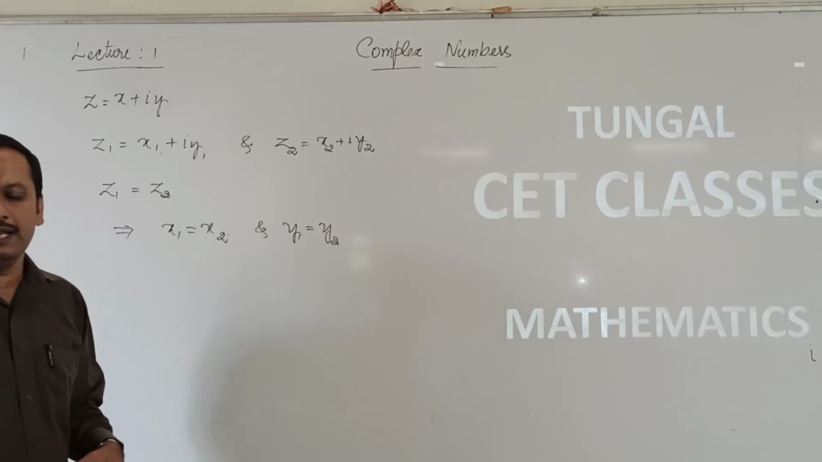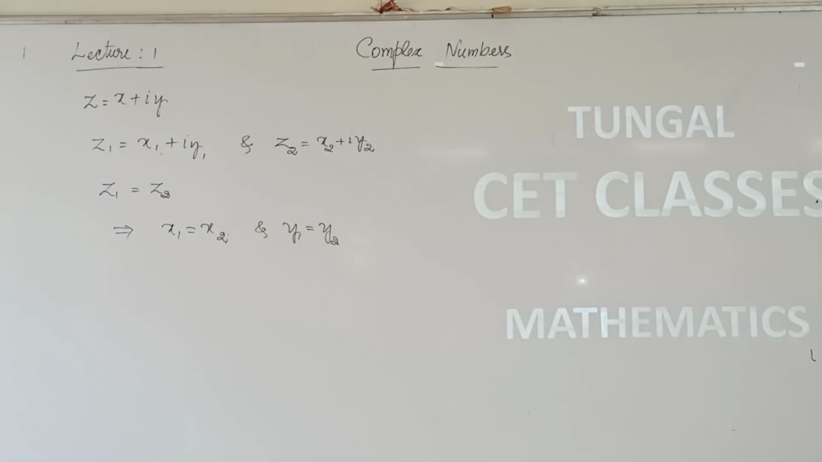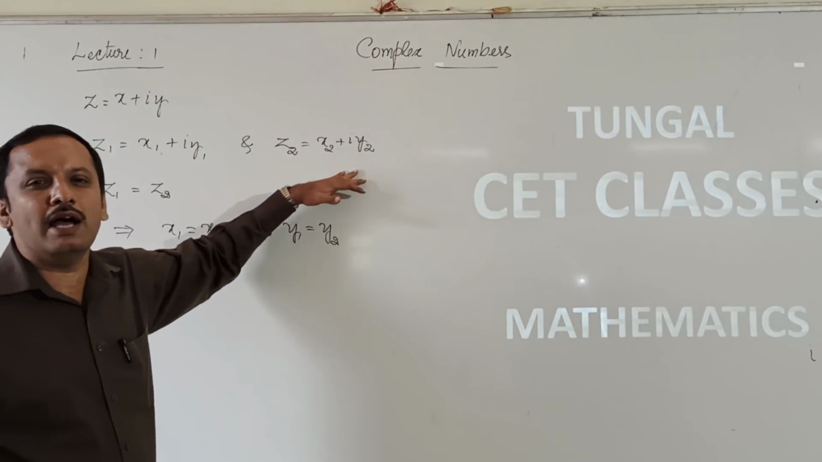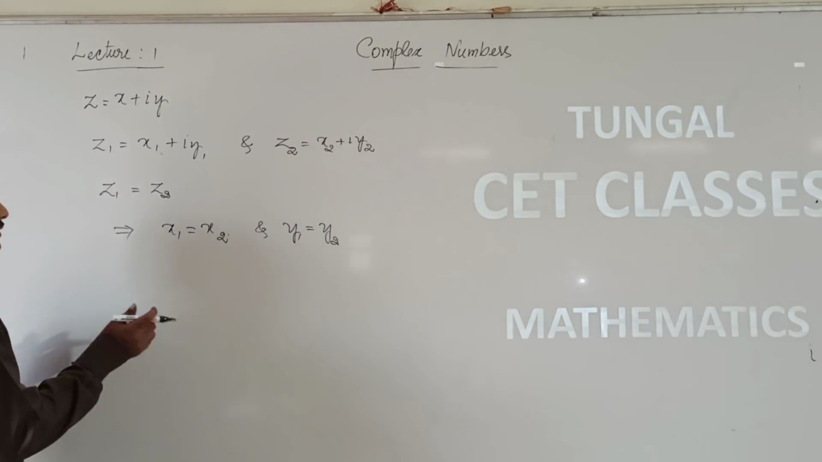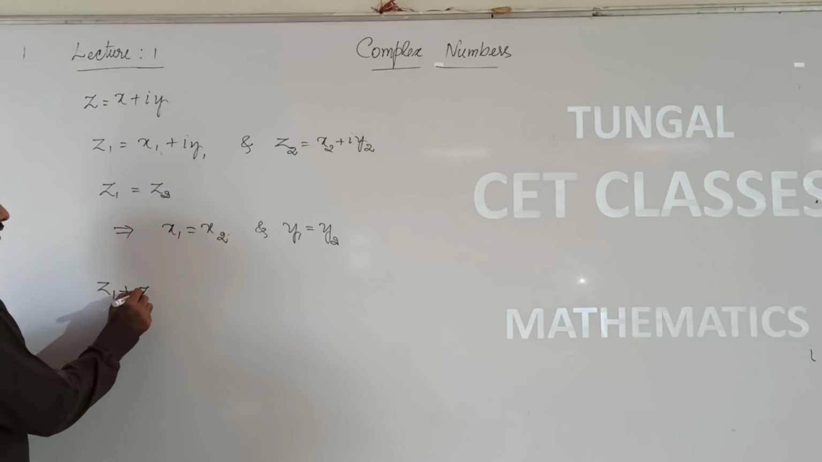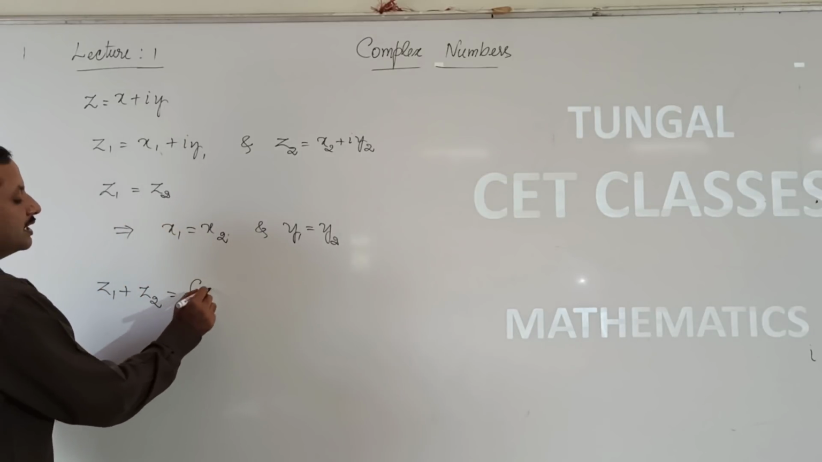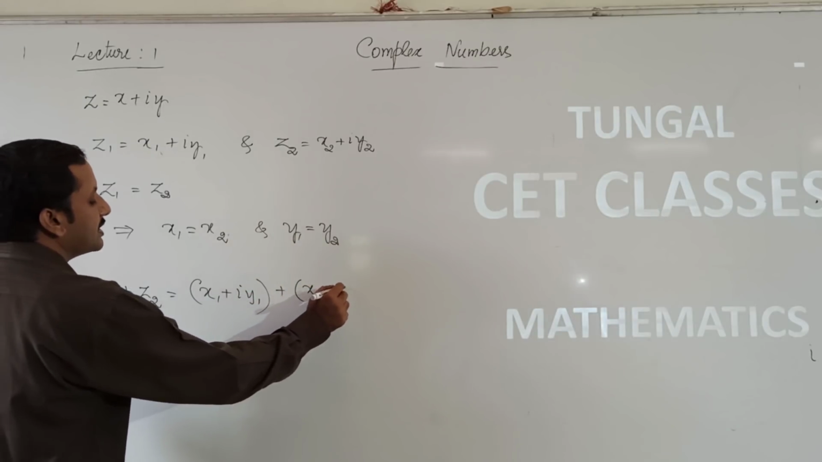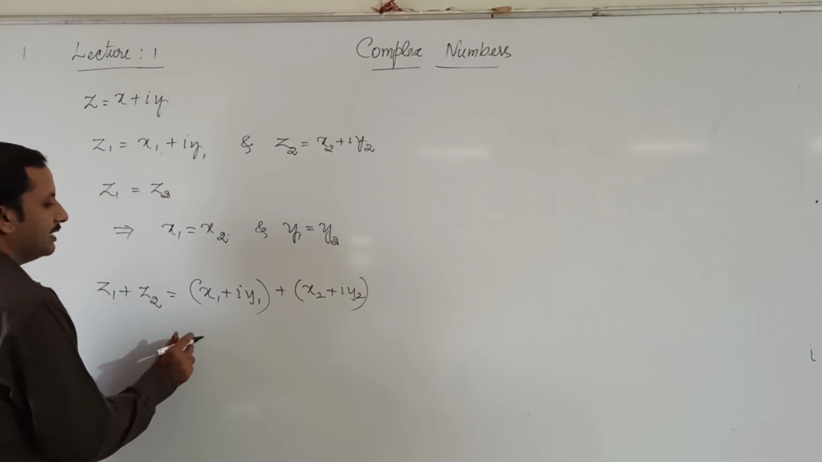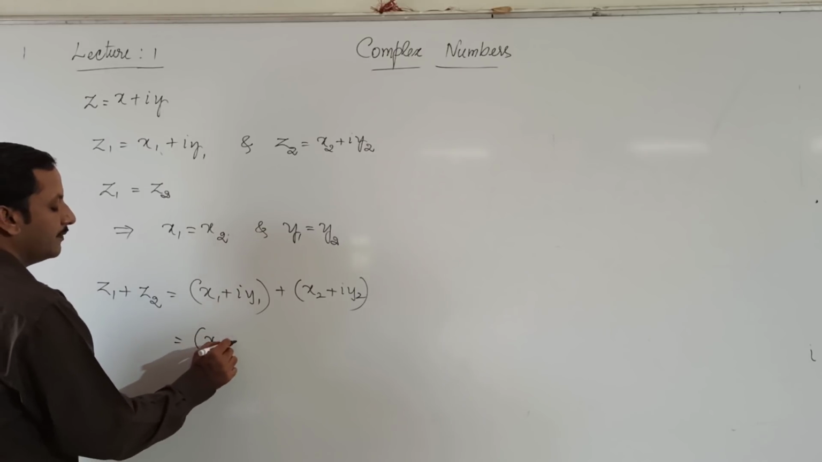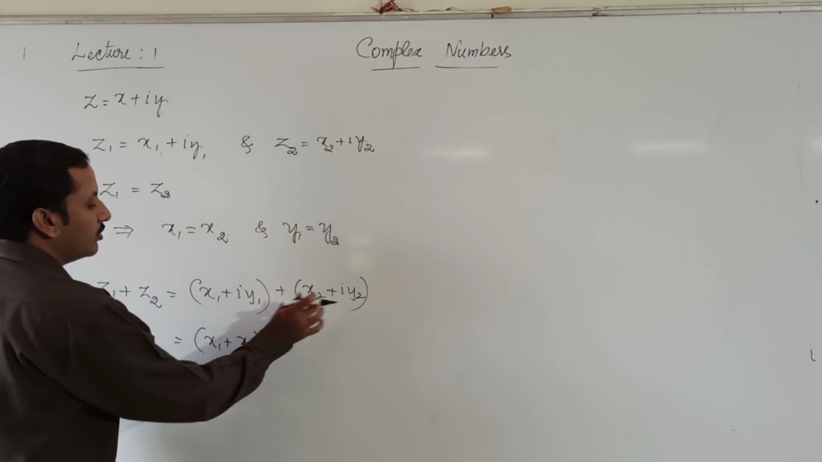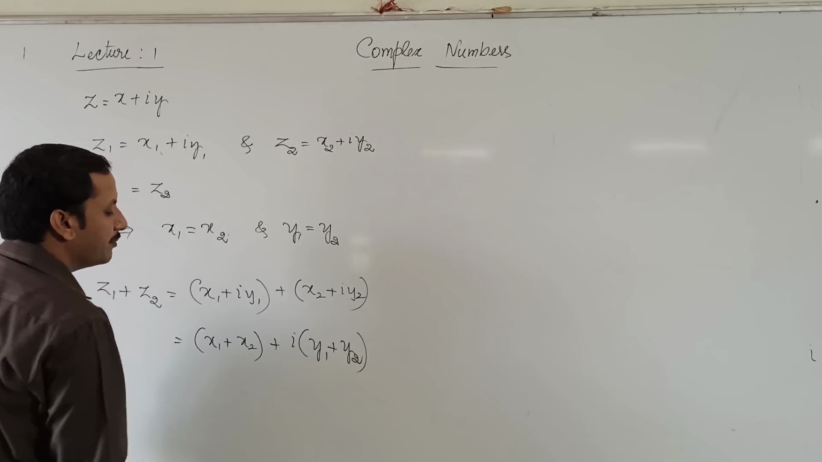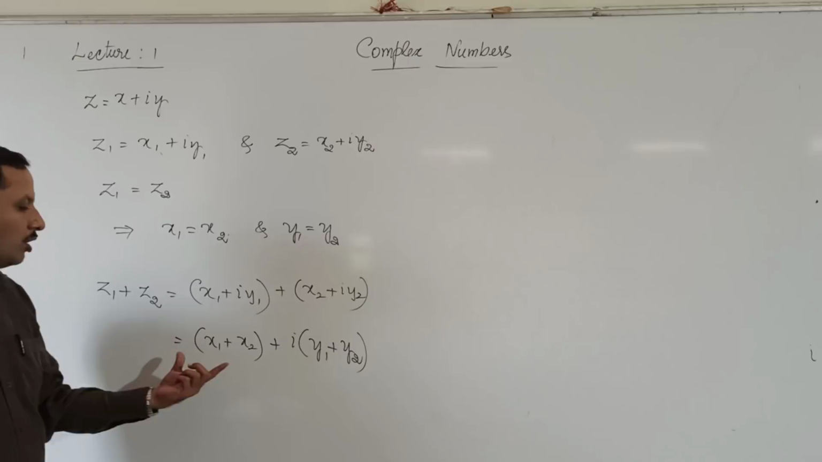Okay. Then, let us see how to find the sum of two complex numbers. Let me take z1 as x1 plus iy1 and z2 as x2 plus iy2. Then z1 plus z2 is equal to x1 plus iy1 plus x2 plus iy2. So, I can write this as x1 plus x2 plus, from the remaining two terms, I will take i as common factor, that will give you i into y1 plus y2. So, observe.